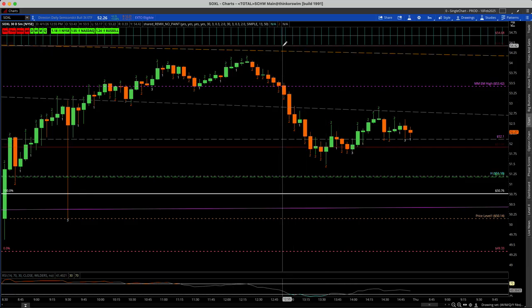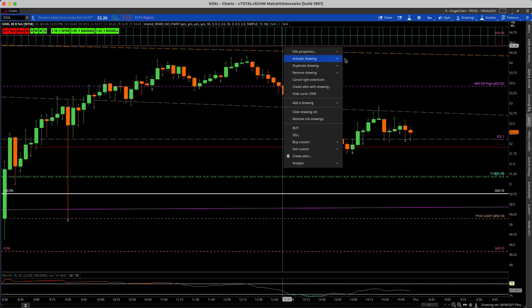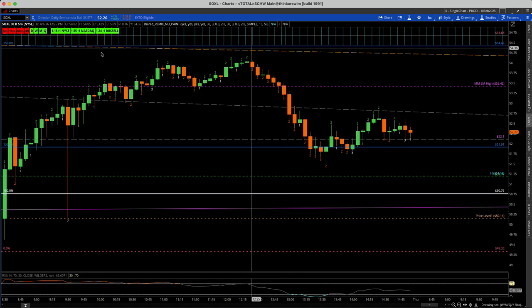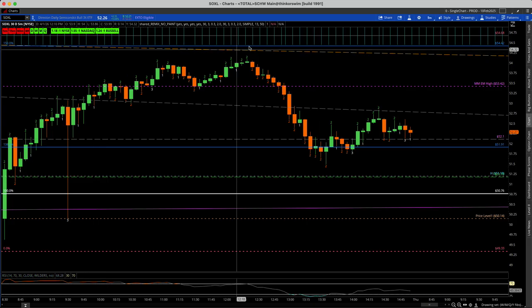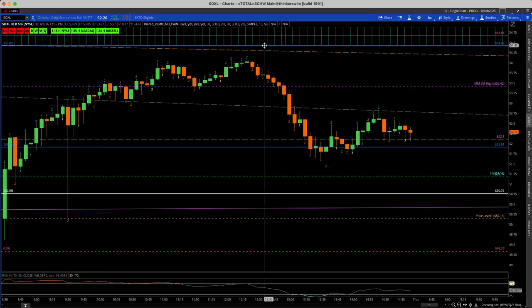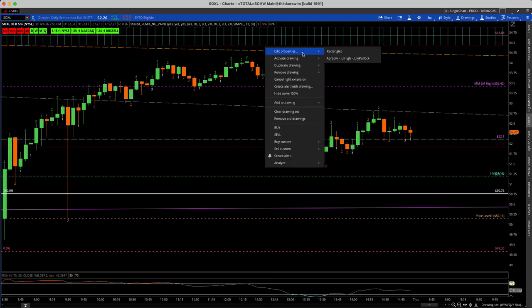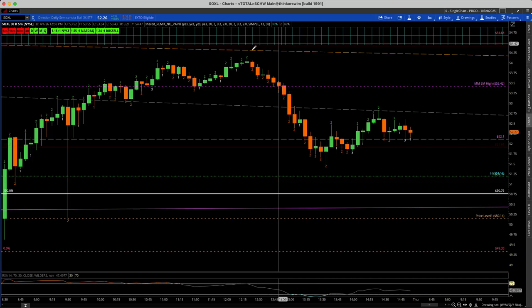So first things first, if we just activate this so you can see it a little bit better. All right, this is the 150 fib right here of the April to July pullback. Was it April to July? Yeah, April to July push, and then the pullback in July, essentially creating a bull flag, right? That is the 150 fib extension, and that's also the start of the gap on the daily time frame.